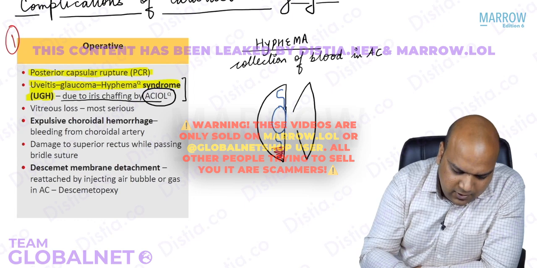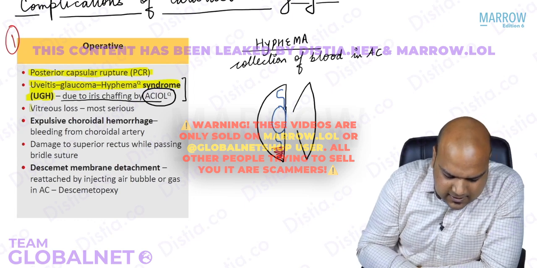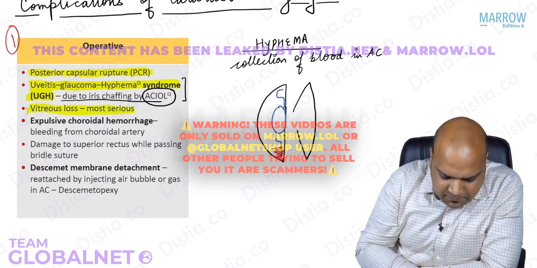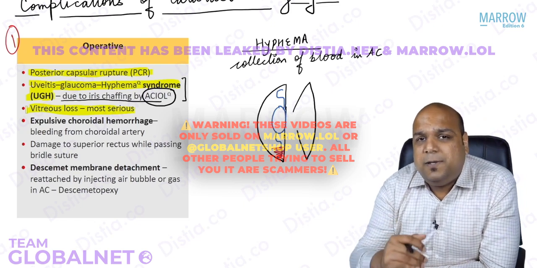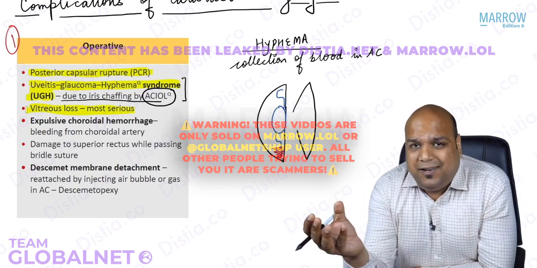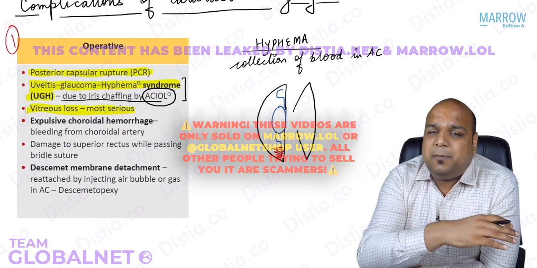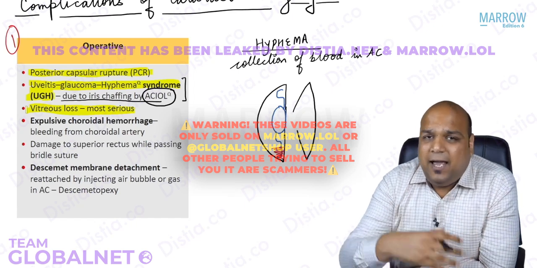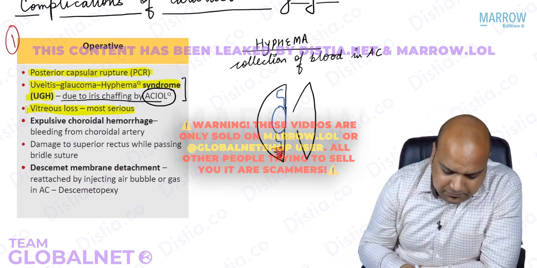Okay, moving on everybody. The third complication is written as vitreous loss. It is the most serious. Again, this actually occurs due to PCR. If there is PCR, the vitreous can come from the posterior segment into the anterior segment. It can leak and it can cause a complication.